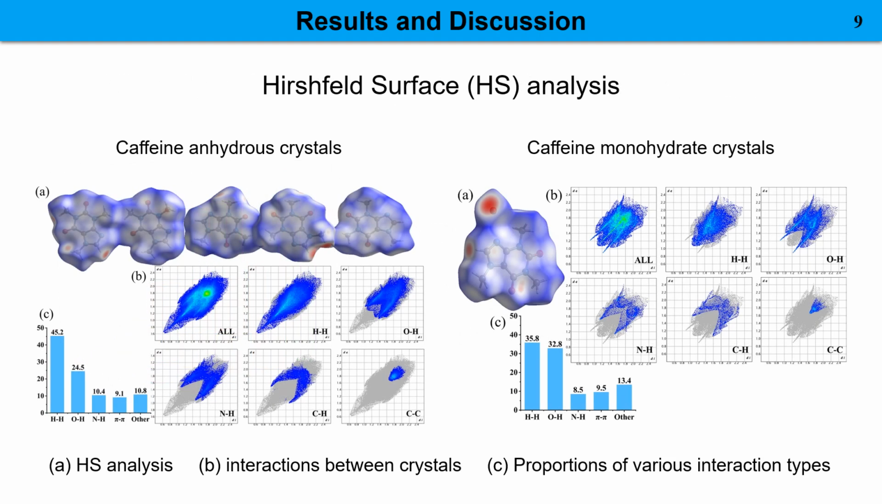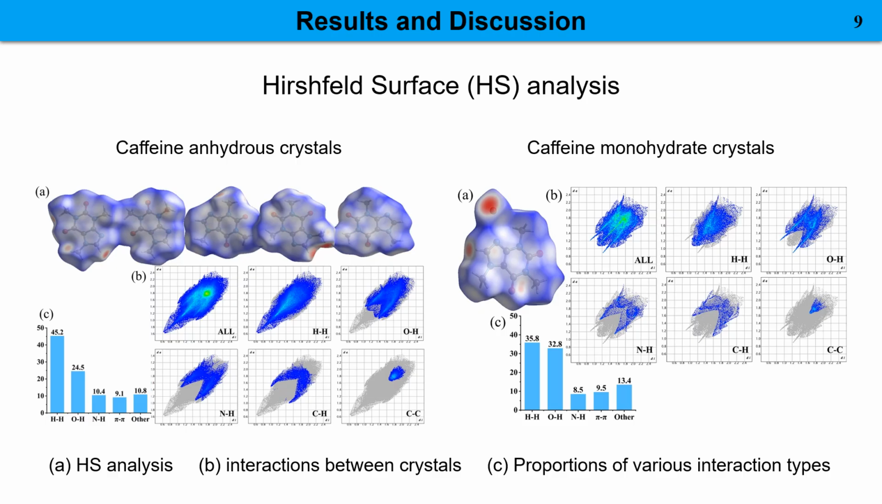Hirshfeld surface analysis is typically employed for the analysis of molecular interactions in crystals. The figure illustrates the molecular interaction, where different colors represent their magnitudes. The red region indicates a stronger interaction than the van der Waals force, while the white region suggests molecules interact at a proximity closer to the van der Waals force. The molecular interactions in the blue region are weaker than the van der Waals force.